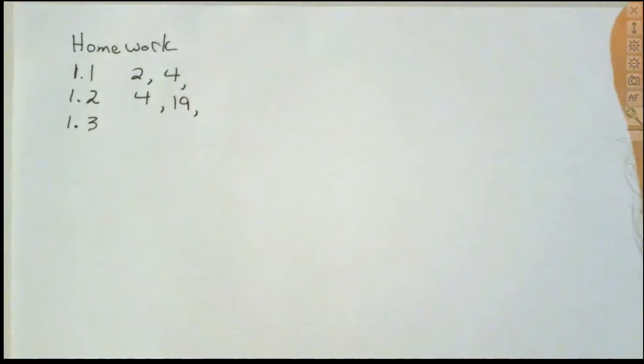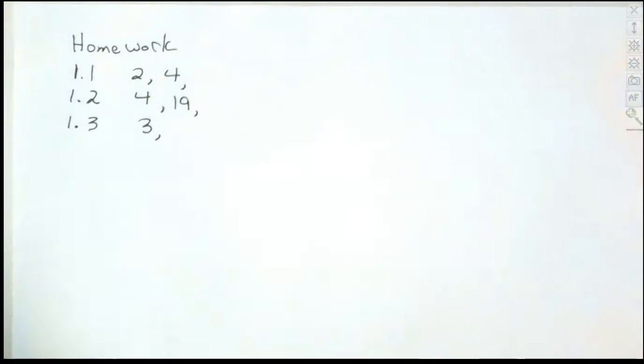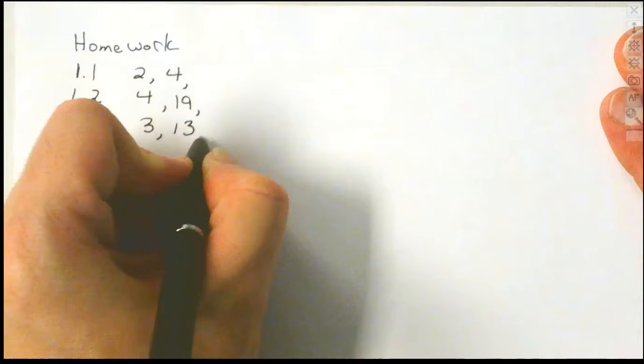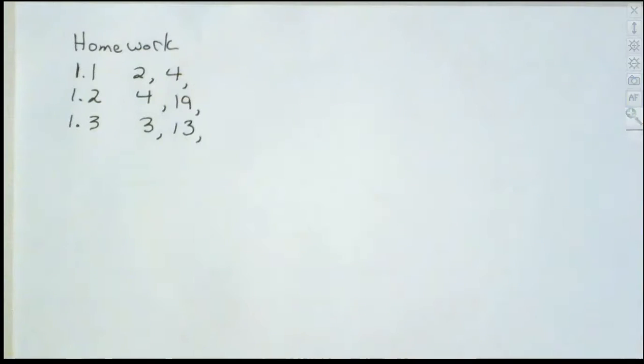Any others? Okay. Then what about 1.3? 1.3 was absolute values and more with order of operations. So are there some out of 1.3 that you'd like me to go over with you? Number 3. Sure. Question number 3. Anything else? Number 13. And what other ones? I said the same. Okay, yep, 13.